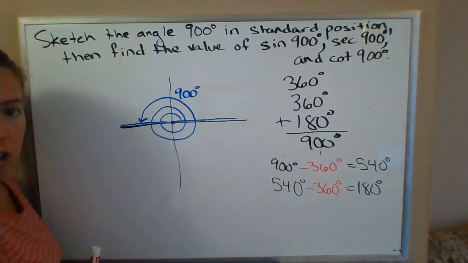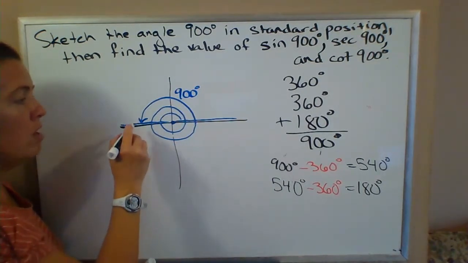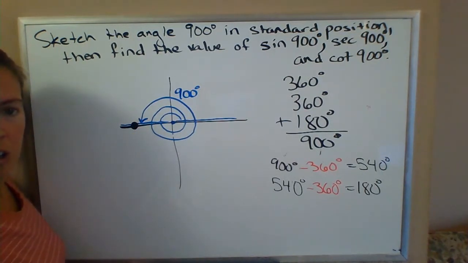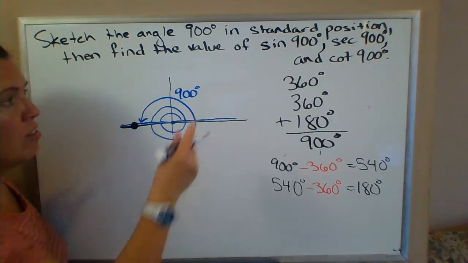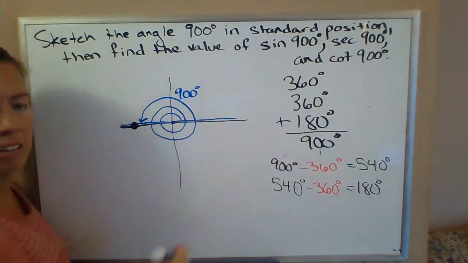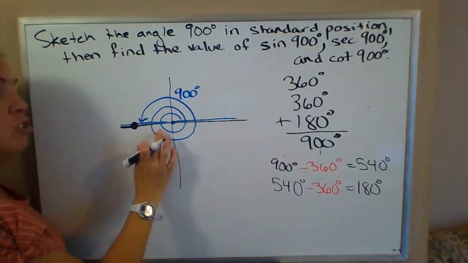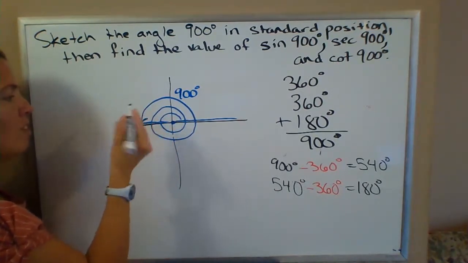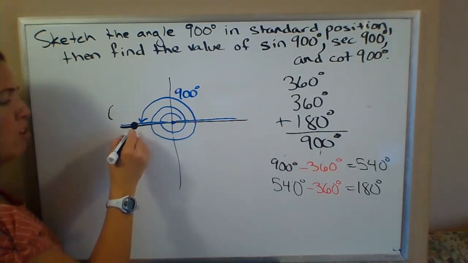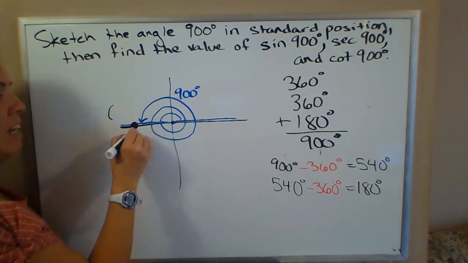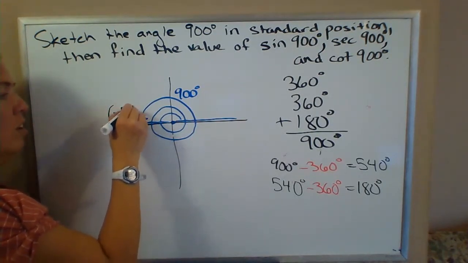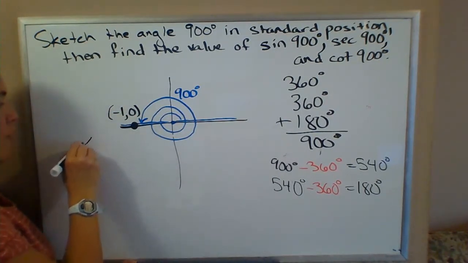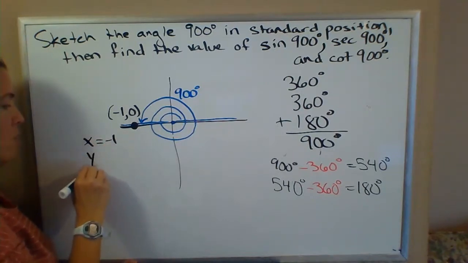Now that we know where the terminal side is, we can choose any point on the terminal side and use the coordinates there to generate the values of sine, secant, and the others. You can choose any point you want on the terminal side other than the origin. A lot of times it's nice to make one of the coordinates 1, or negative 1 actually here. So I'm going to choose the point negative 1, 0. So x is negative 1, y is 0.